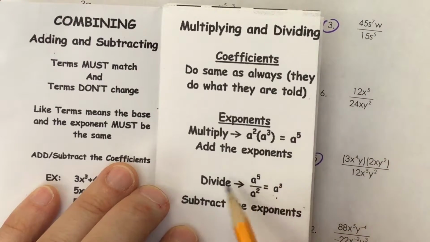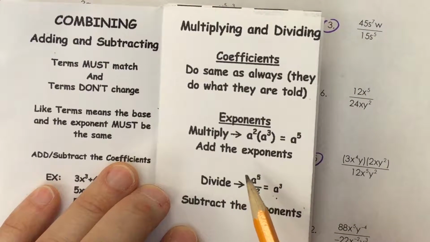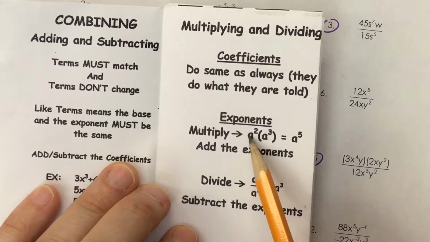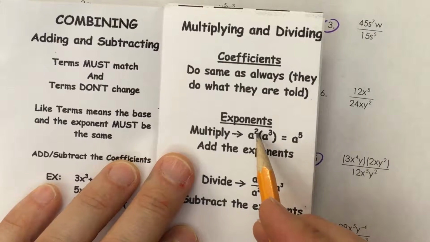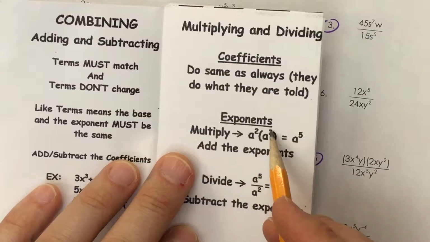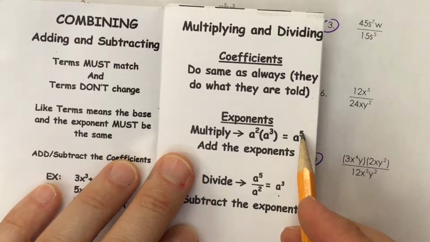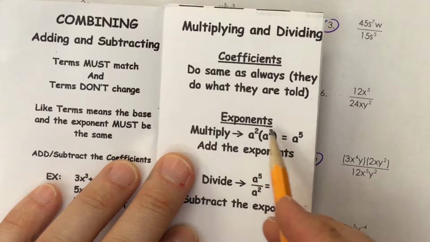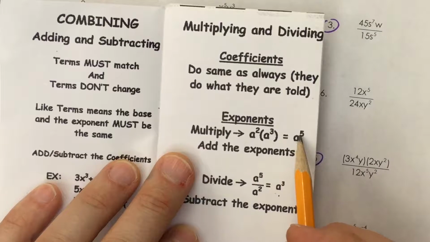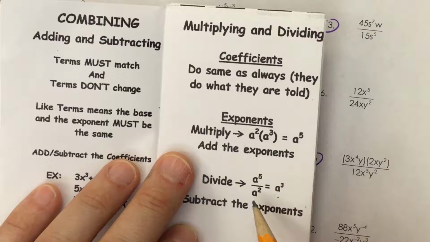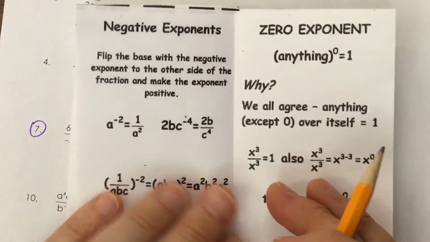Okay, so, for example, if I am multiplying a to the second times a to the third, my exponent rule tells me to add these exponents. 2 plus 3 is 5, so I get a to the fifth. I'm not multiplying that to get a to the sixth, I'm adding that to get a to the fifth. So when you multiply these monomials, you add the exponents. When you divide these monomials, you subtract the exponents. So 5 minus 2, I get a to the third. Okay, so those are two of the rules.